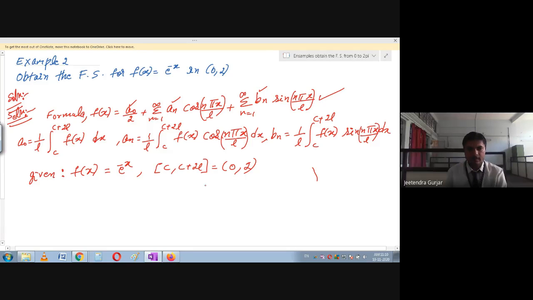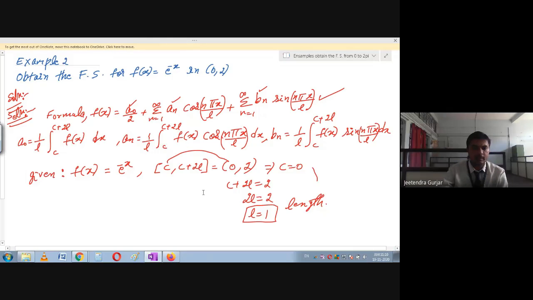Means you can see here that this implies c is 0. So this is one of the ways you can identify it. When c is 0, you compare this equation and this equation. Then c plus 2l is equal to 2. So c is 0, so 2l is equal to 2, and then you can identify, students, very easily that l is equal to 1. So this is our length. Please remember this. Like this we can also solve for the length.